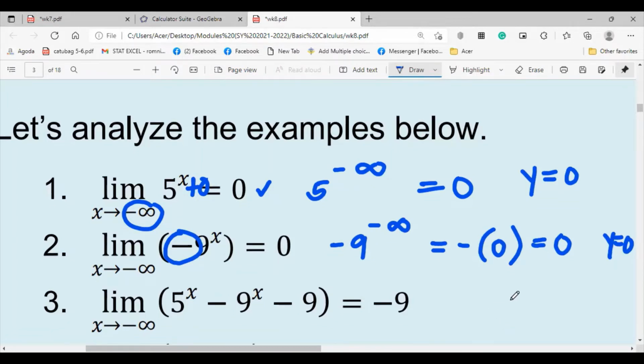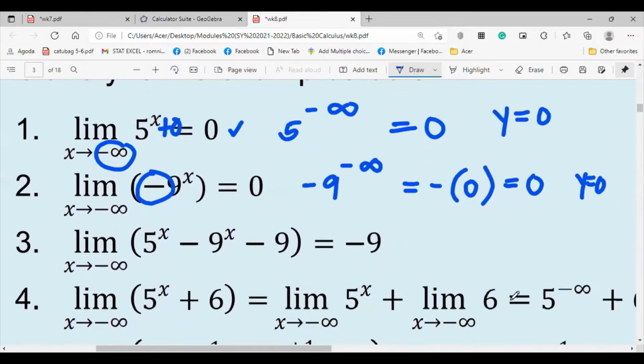Okay. Number 3. Limit. This is negative infinity. So ibig sabihin 0. Oh, kung 0 ito, naiwan ng negative 9. Kaya ito ay negative 9. And alam naman natin, class, na kapag lahat ng terms ay naging 0, si constant ang maiiwan. Kaya siya, the constant term will be left. Wala siyang epekto kay 0. The answer is the constant.